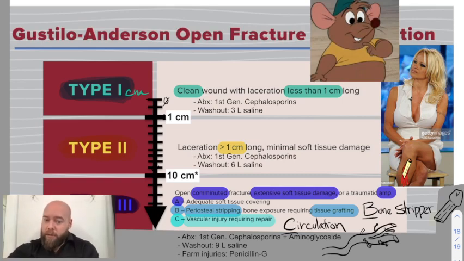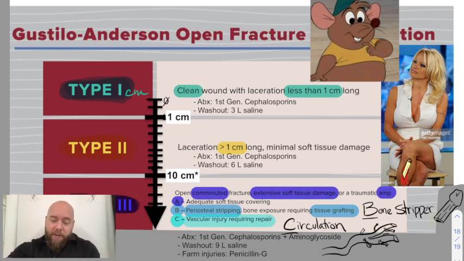Now, a little caveat is if any of these injuries happen on a farm where there's anaerobic bacteria, high risk of infection, you also add penicillin G. So if it's a type 3, you're giving 3 drugs, okay? But only if it's a farm injury.